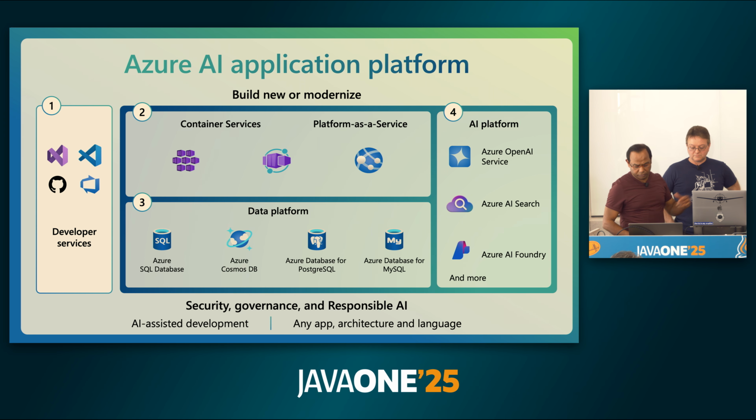You can also, for the developer side, use IntelliJ, Gradle, Maven. He was using VS Code, I was using IntelliJ just to show you, right? And on the AI platform is where all the models are, whether it's GPT-3 or 4, all of those things are right there, right?